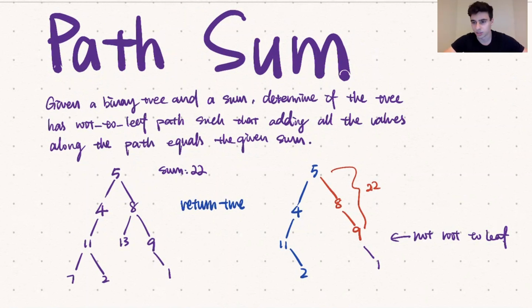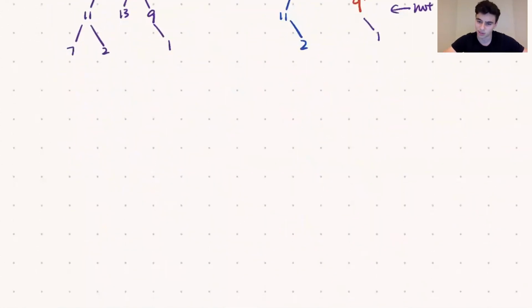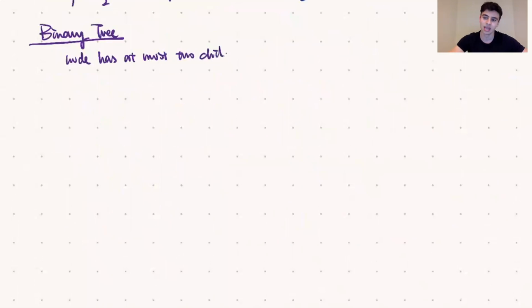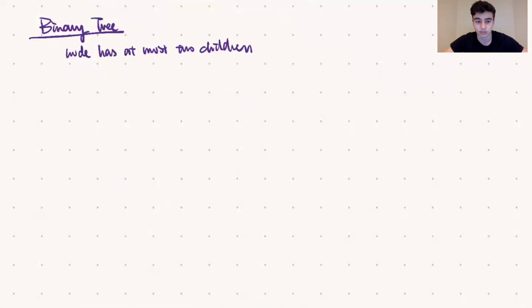The first thing we're going to need to recall, of course, is what is a binary tree? Well, a binary tree is just a tree data structure where each node has at most 2 children. We're going to call them the left and right child, as per convention. And that's the only prerequisite that we need for this problem. So let's dive right into the intuition.